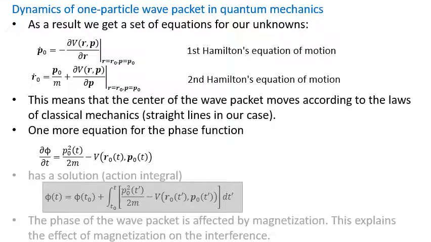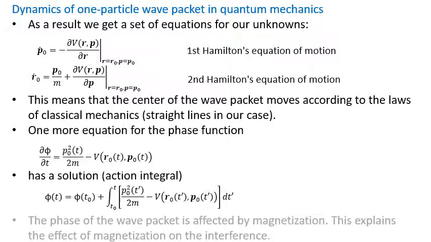Let us now take a look at the third parameter, the phase. Its equation has a solution in the form of the so-called action integral, where we are supposed to integrate kinetic energy minus potential energy along the classical trajectory of the particle. The presence of the potential energy here implies that, unlike momentum and position, the phase of the wave packet is affected by the magnetization. This gives us the opportunity to explain the Aharonov-Bohm effect.